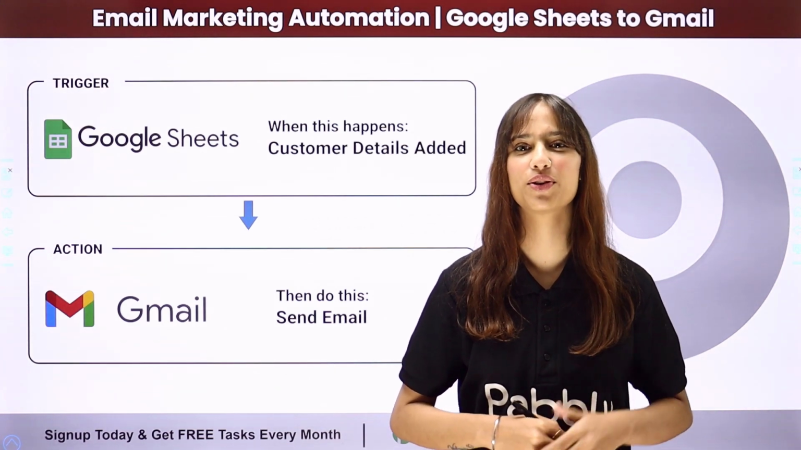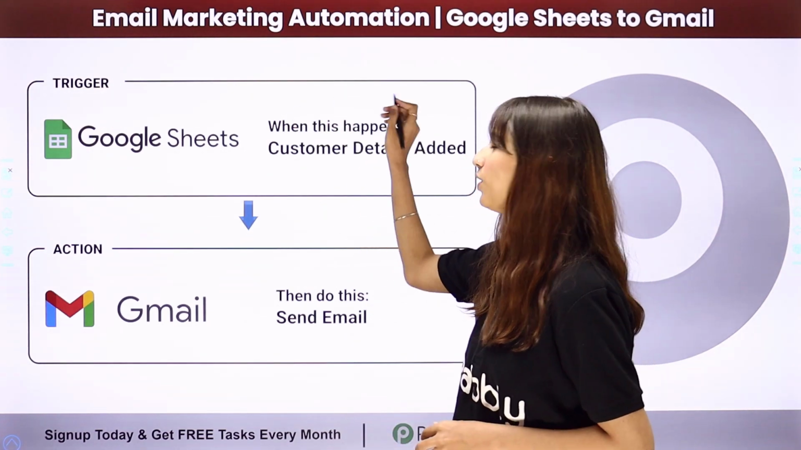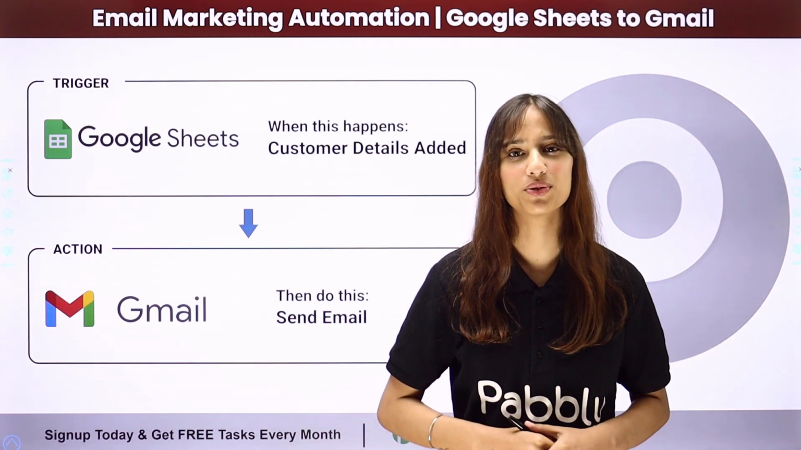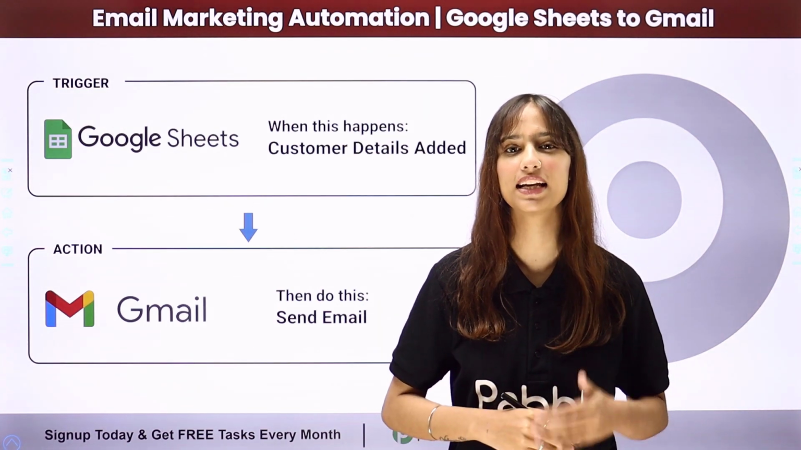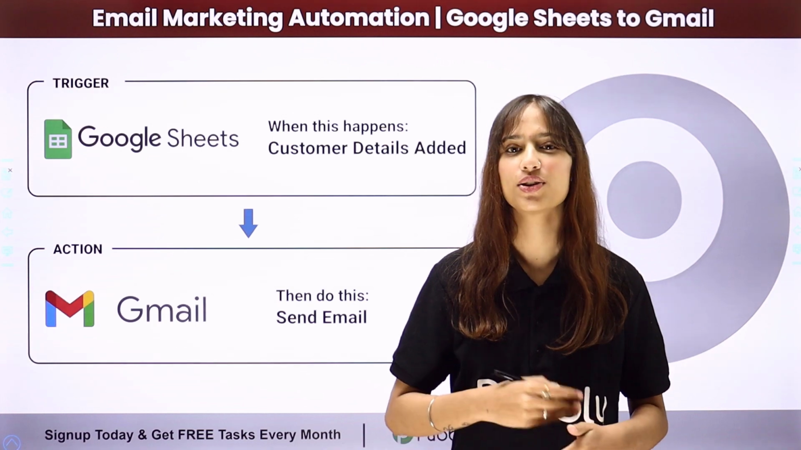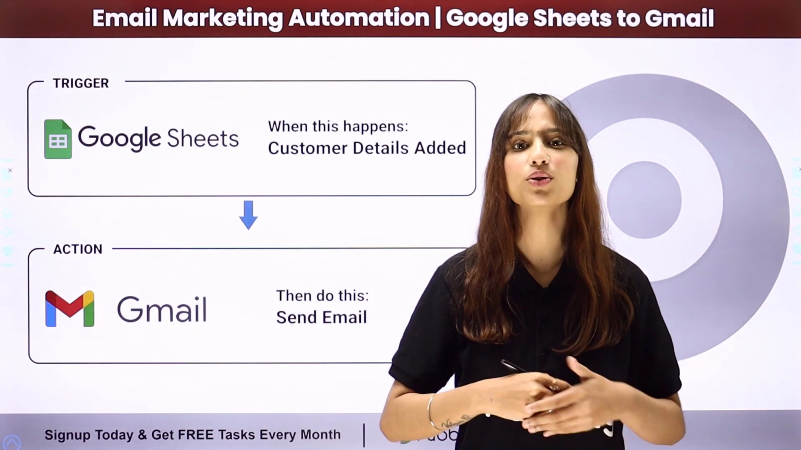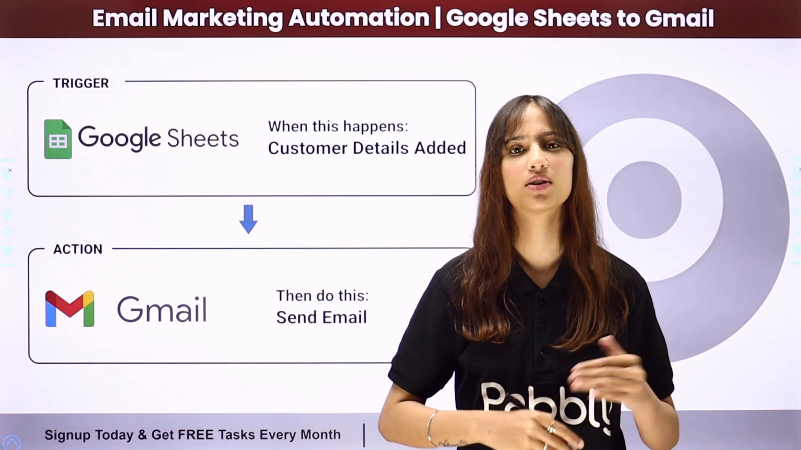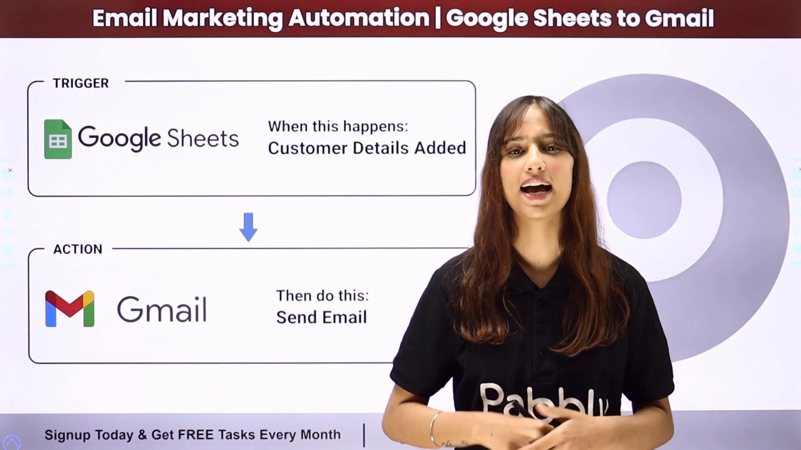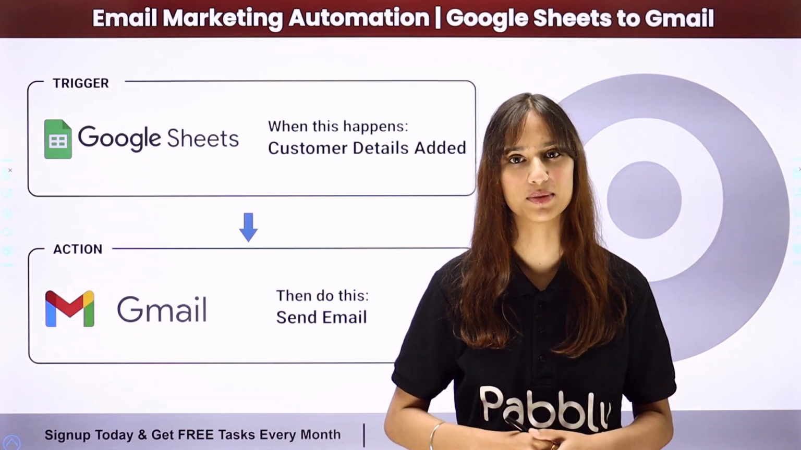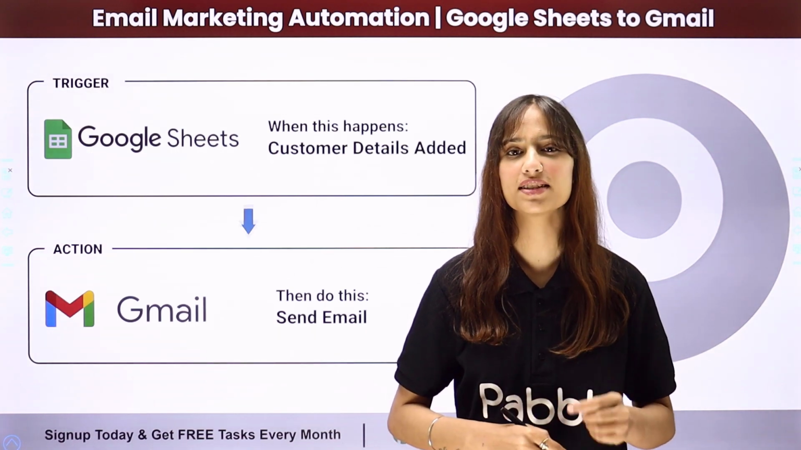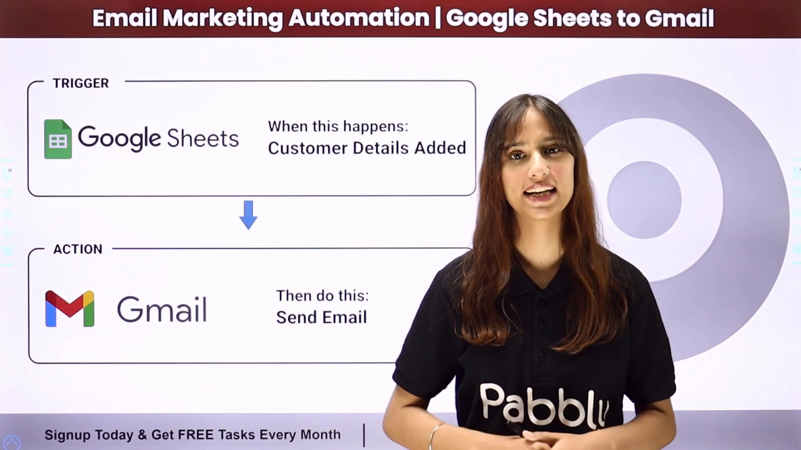So in today's video, we are going to understand email marketing automation. I'm going to tell you how you can turn Gmail into a marketing machine. Let's assume that I have a fashion accessory store and I want to update my customers about the new product launch. In a Google Sheet, I have maintained the details of my customers and now I want to update my customers about the product launch by sending an email.